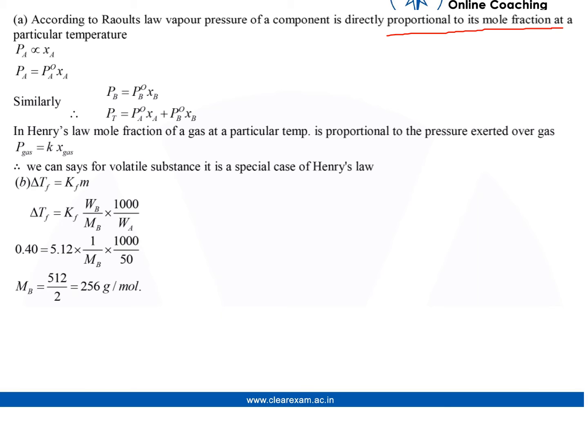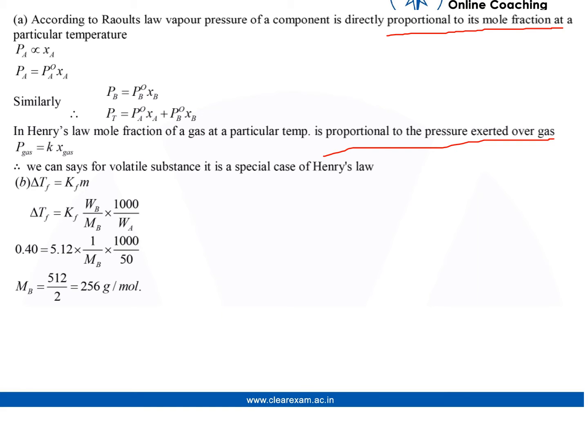In Henry's law, the mole fraction of a gas at a particular temperature is proportional to the pressure exerted over the gas. P gas is equal to K X gas, which we can say, for volatile substance, it is a special case of Henry's law. B part.